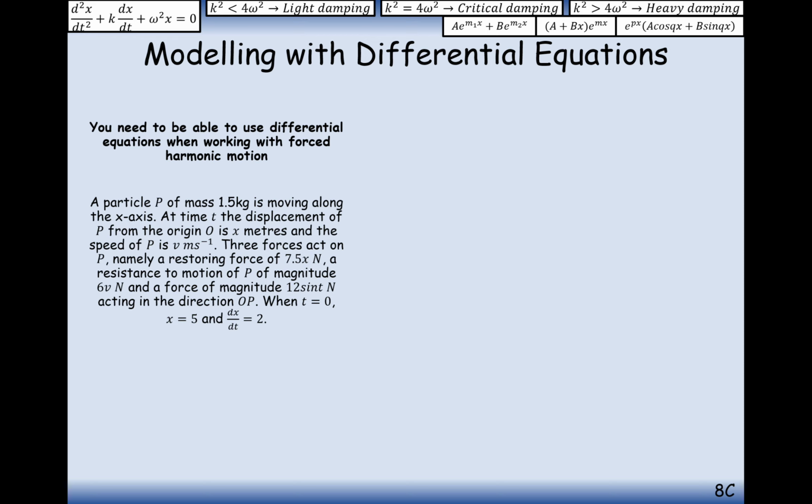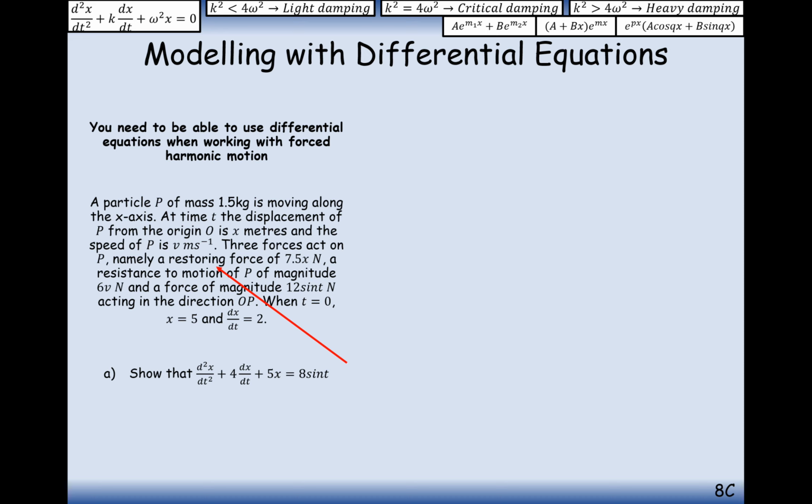Okay, let's have a look at an example then. A particle P of mass 1.5 kilograms is moving along the x-axis. At time t, the displacement of P from the origin O is x meters and the speed of P is v meters per second. Three forces act on P, namely a restoring force of 7.5x, a resistance to motion of P of magnitude 6v, and a force of magnitude 12 sine t newtons acting in the direction OP. When t equals 0, x equals 5, and dx by dt equals 2. The question is, show that this differential equation is what we're going to be working with here.